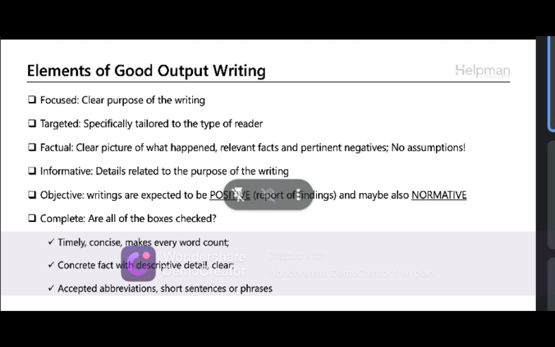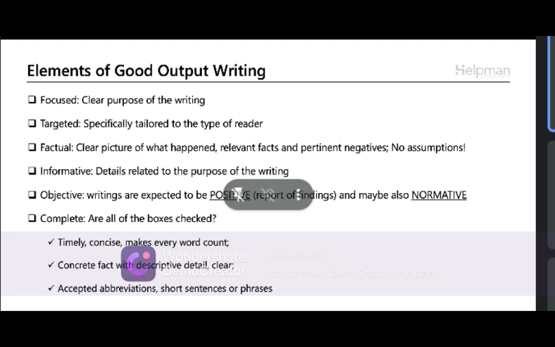Now, when we talk about output writing, it means that you have done some work. You have done some research. You have done some study. You have done some evaluation. You have performed an activity, and now you are trying to tell the world about the activity you've done and what came out of it. So, good writing will be very focused. Everybody knows the purpose of it, and people can follow the story as you're telling the story.